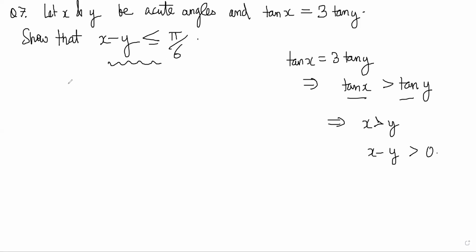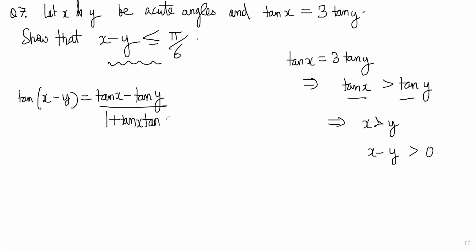So for that, we will say tan of X minus Y is equal to tan X minus tan Y by 1 plus tan X tan Y. This is from the formula of tan A minus B. And now, since tan X is equal to 3 tan Y, we can write it as 3 tan Y minus tan Y, which is 2 tan Y, by 1 plus, instead of tan X, again I write 3 tan Y. So it is 3 tan square Y, right?